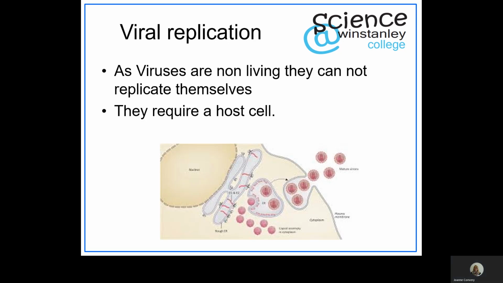Viruses, as we said at the start, are non-living, so they cannot replicate themselves. They require a host cell to replicate them for them. There are some key steps and events that are carried out that allow them to take over a host cell's reproduction, and then to allow them to move out of that cell as well.